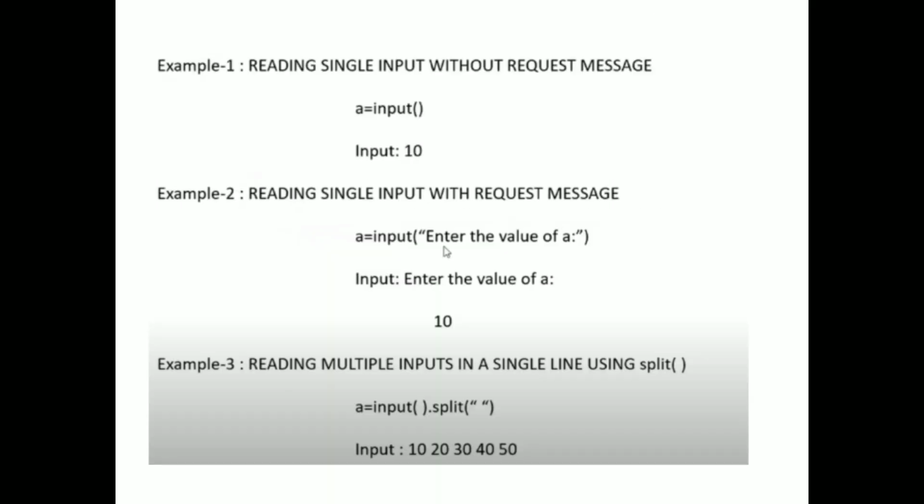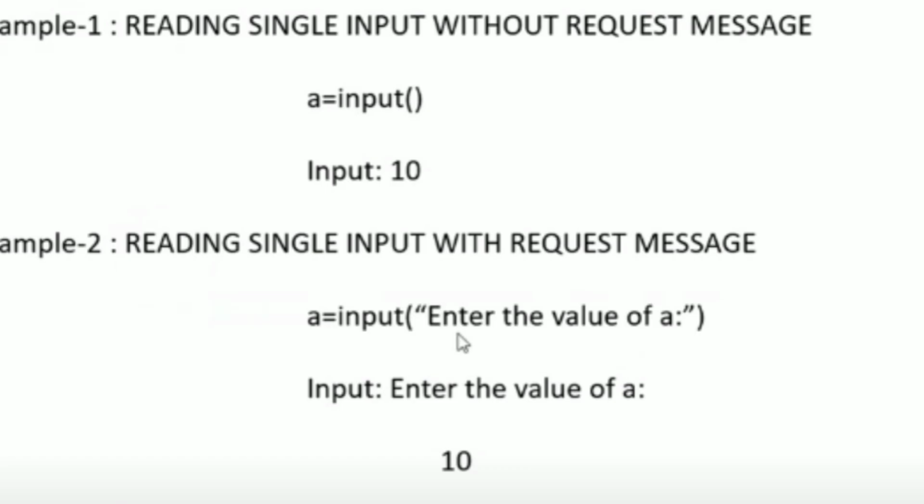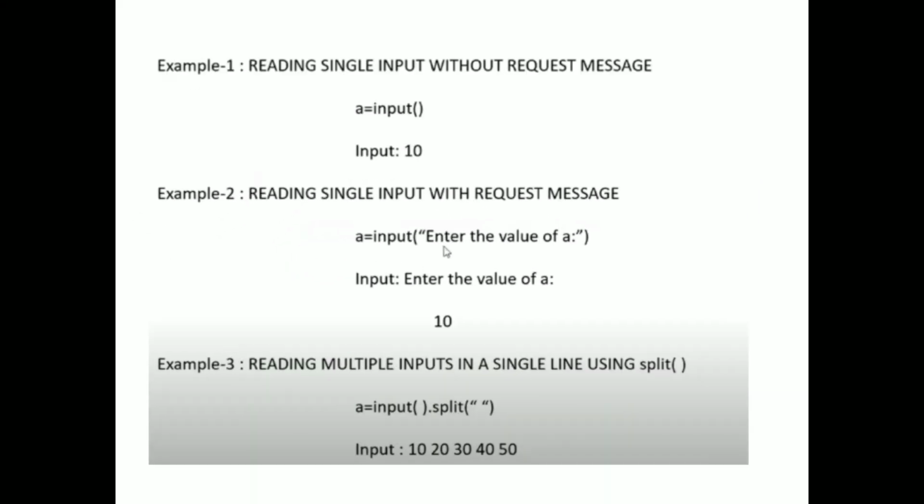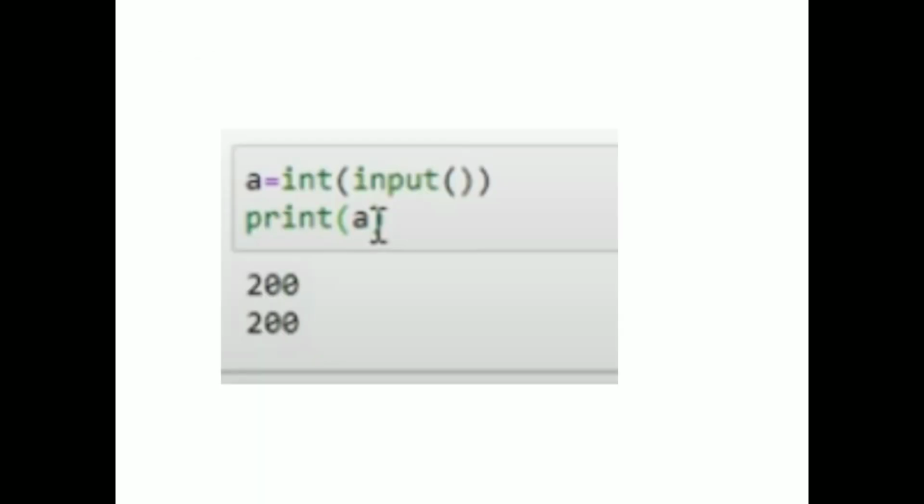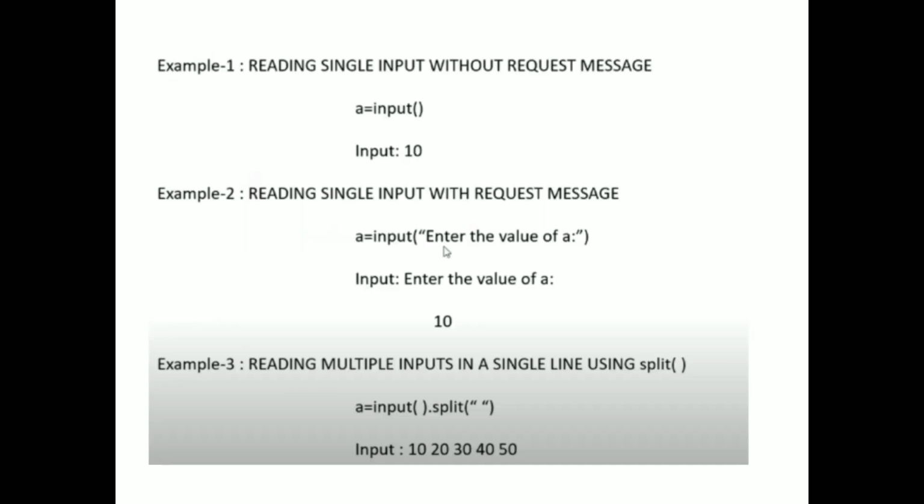Here you can see a = input(), that is, we want to pass a value with the help of the keyboard, but we have not passed any request message inside the brackets. This is reading a single input without a request message. If you type 10, then the value will be displayed as 10.